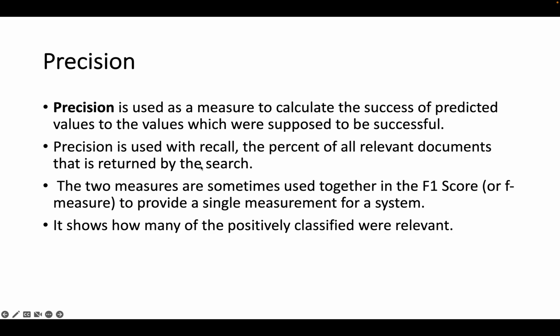Precision is used with recall, the percent of relevant documents that is returned by the search. Precision and recall साथ में यूज होता है, फिर F1 score आता है. Two measures are sometimes used together in the F1 score to provide a single measurement for the system. It shows how many of the positively classified were relevant.